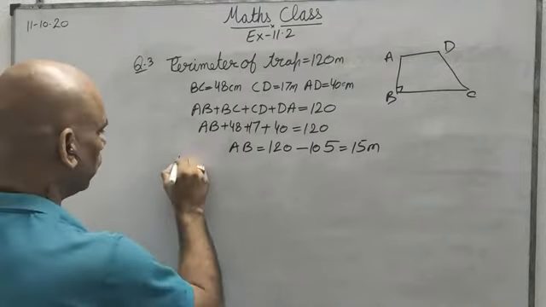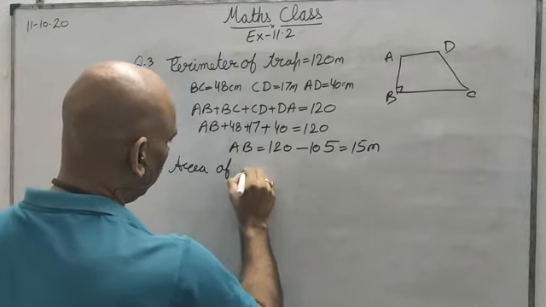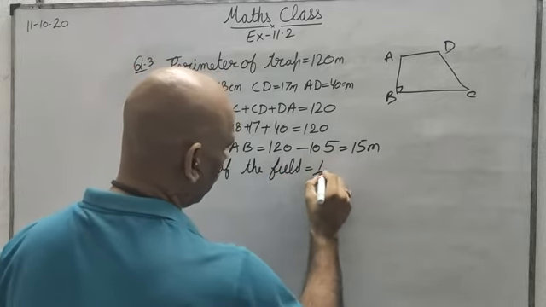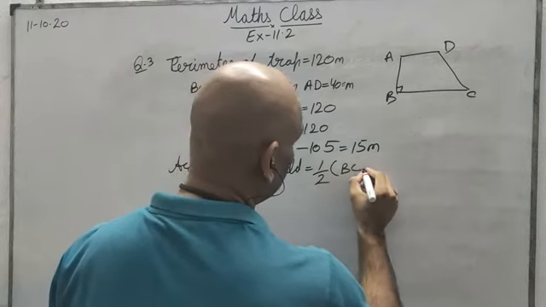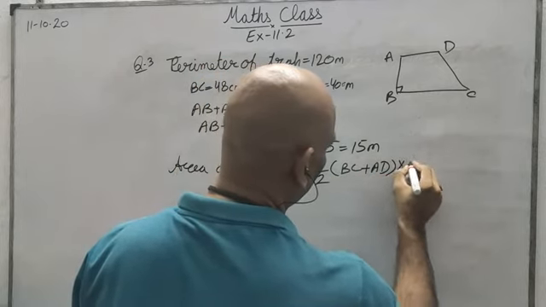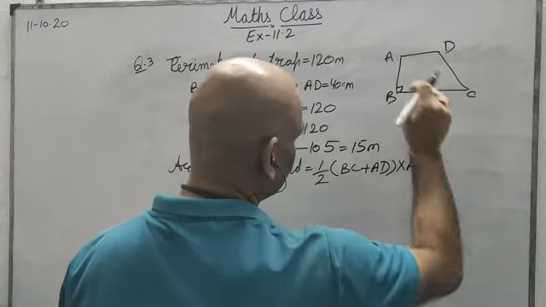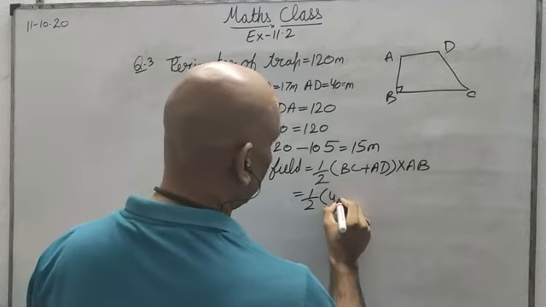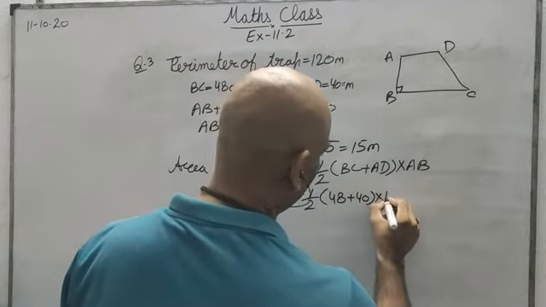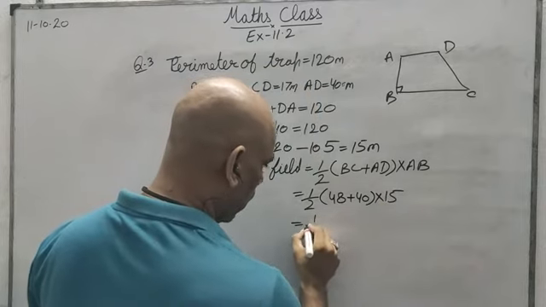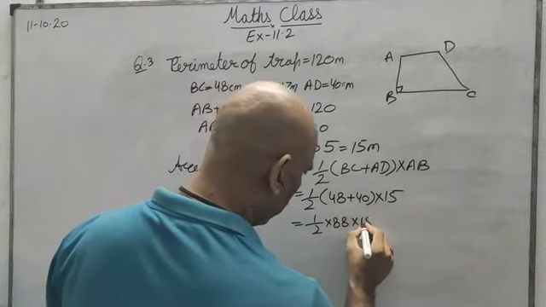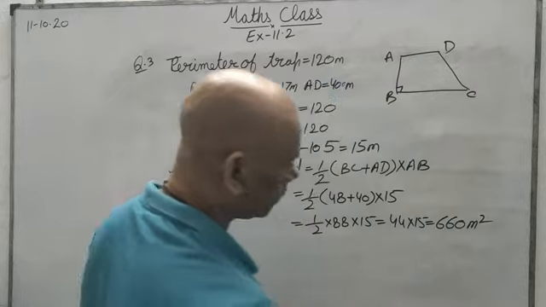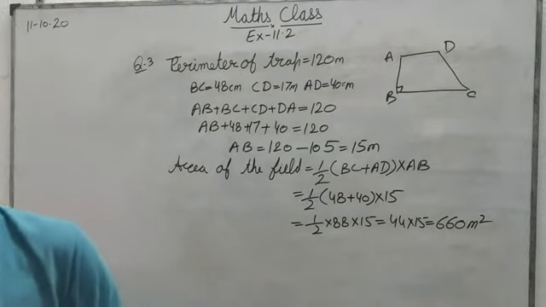Find the area. So area of the field is equal to half BC plus AD into AB. These are the two parallel sides and this is the height. So half, BC is 48 plus 40 into 15, half of 88 into 15, 44 into 15, 660 meters square. So this way, this is your question number 3.